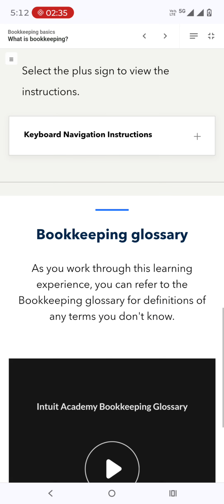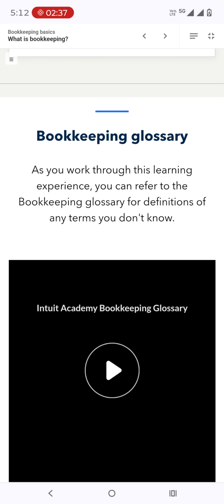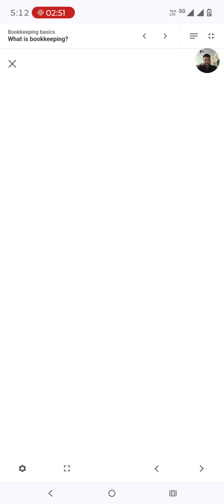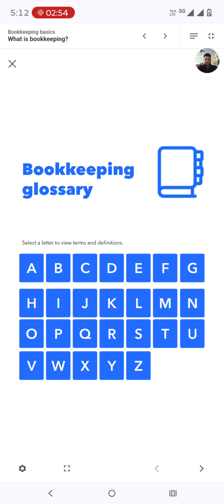Okay, so now to move further, we will also see some bookkeeping glossaries, right? Step by step we will see what is the meaning of each and how that can be helpful for your business, right? Okay, so here is a bookkeeper glossary. We will go one by one.